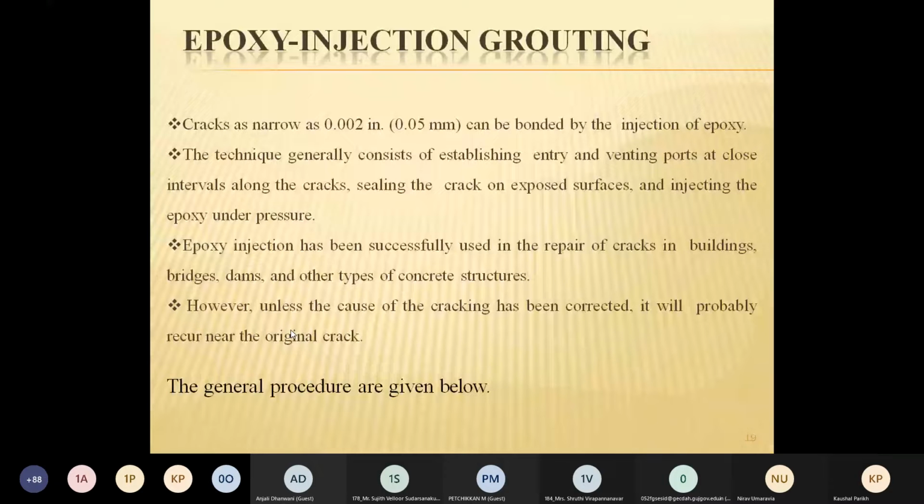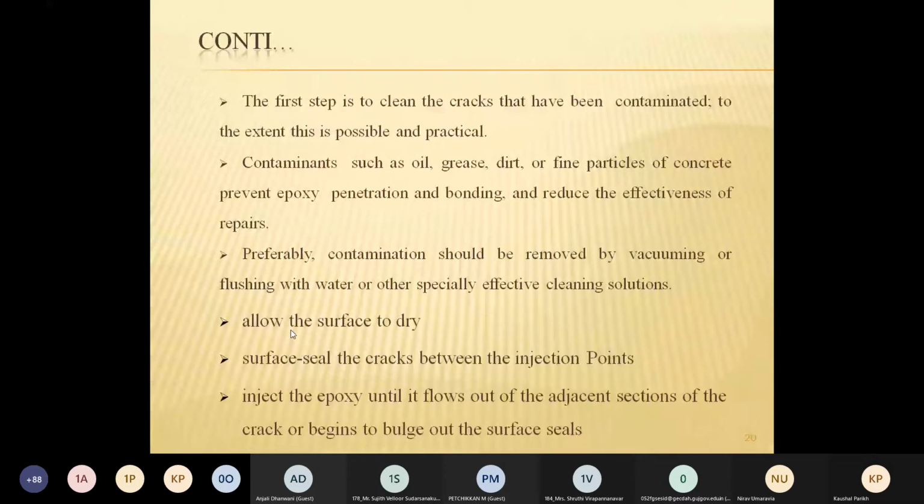This epoxy injection has been successfully used in the repair of cracks in buildings or any kind of structure. Now, the general procedure will be enlisted over here. Before I go ahead, let me show one small video so that you can understand better, and then we will discuss.